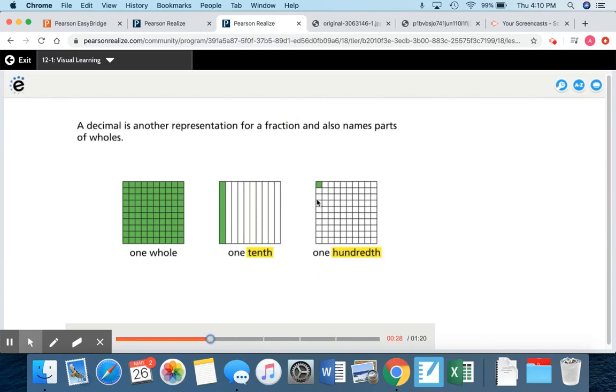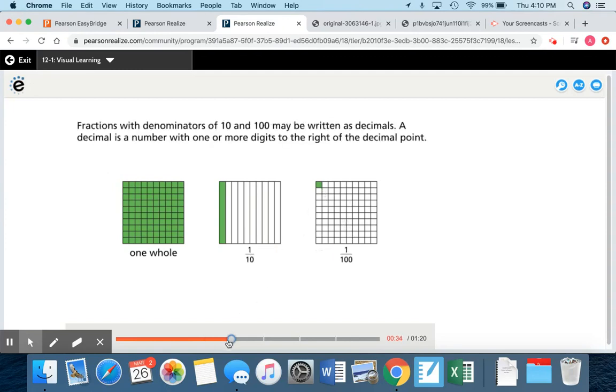Going back also, you can divide a model into 100 equal parts, and just shading in one of those would be equal to 1/100th. We know as a fraction, 1/100th looks like this.